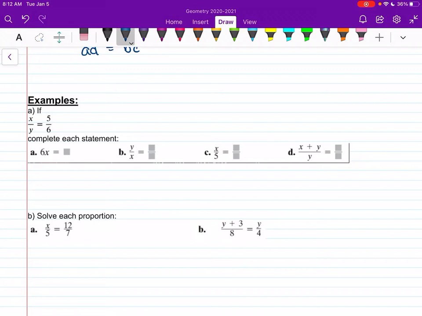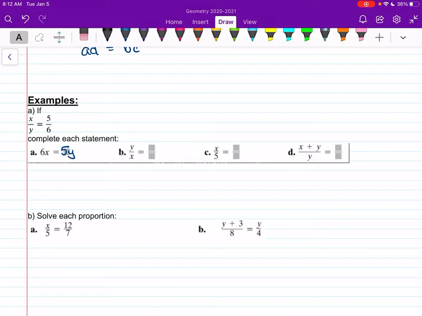So our first example is just filling in the blanks. If I know x over y equals 5 over 6, then property 1 tells me 6x is going to equal 5y. That's also called the cross product property. And it's kind of nice because 5 and y should always be across from each other, and x and 6 should always be across from each other. So that should help us fill out B and C here.